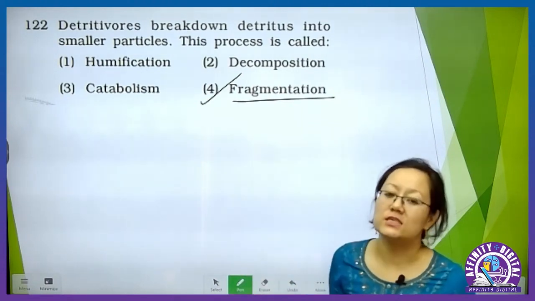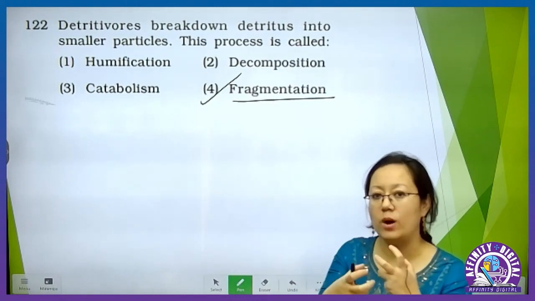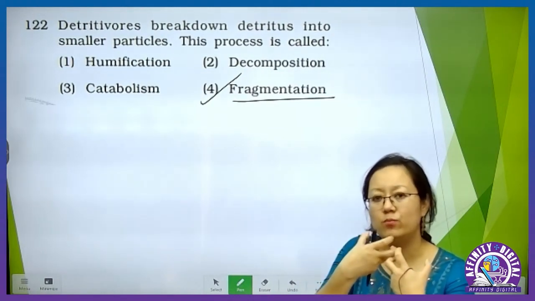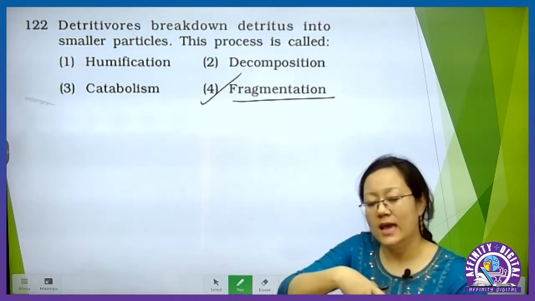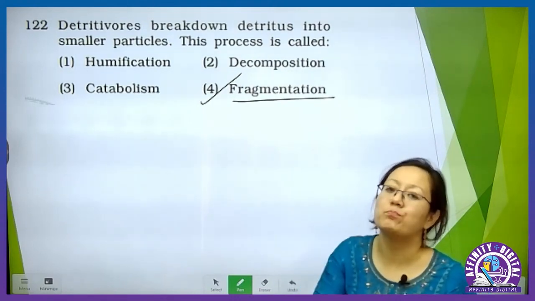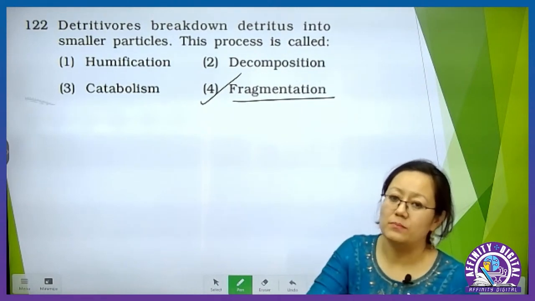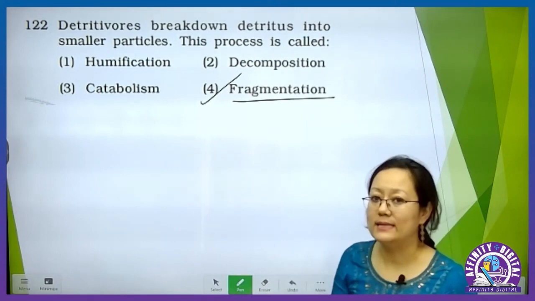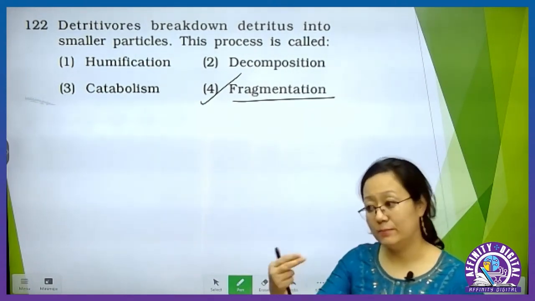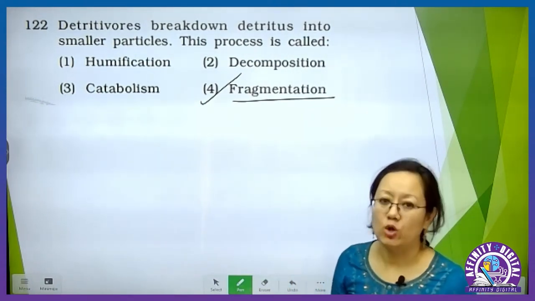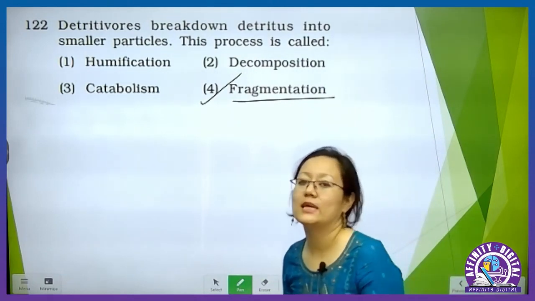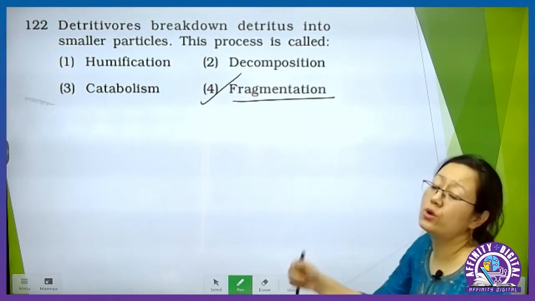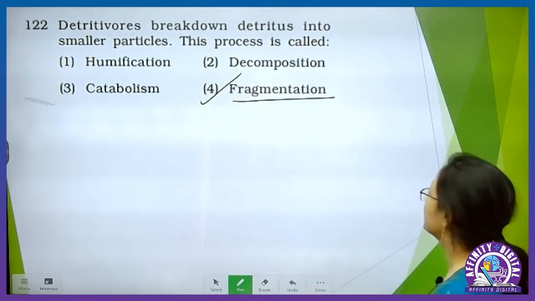bacteria and the fungus. So when earthworms eat the detritus part, the dead part, they consume it inside the body, digest it, and release it out from the body in a pulverized state. That fecal matter is acted upon by microorganisms like fungus and bacteria, and that process will be called catabolism. So first will be fragmentation, second will be catabolism. So the detritivore's role is the first role in the process of decomposition.